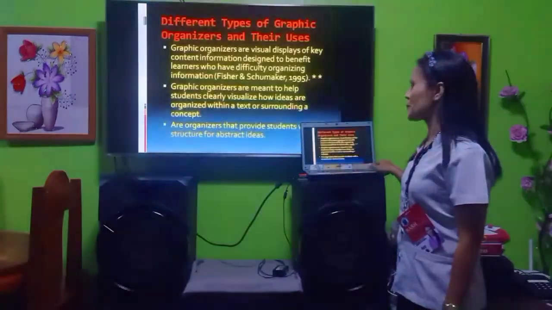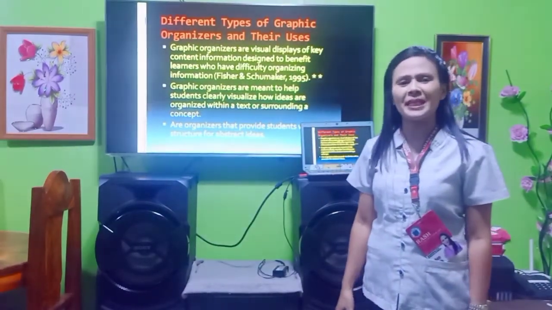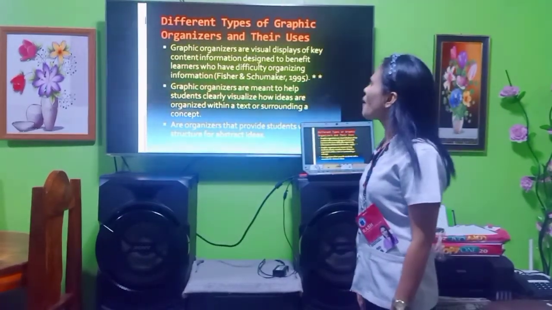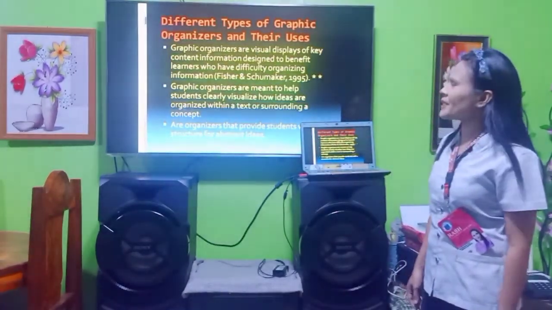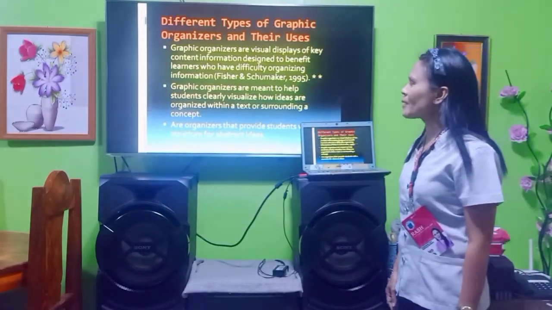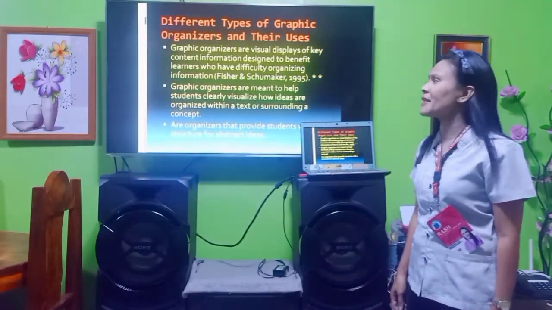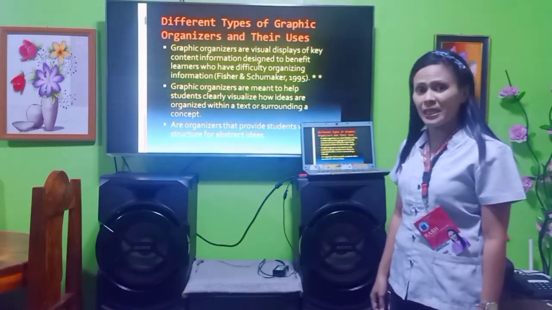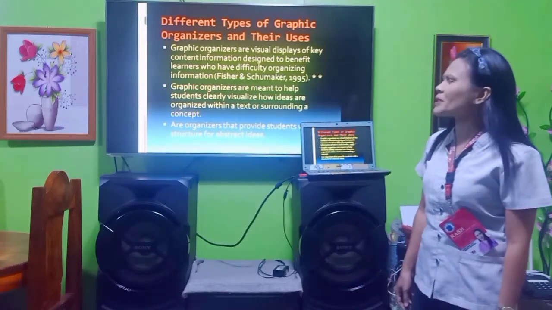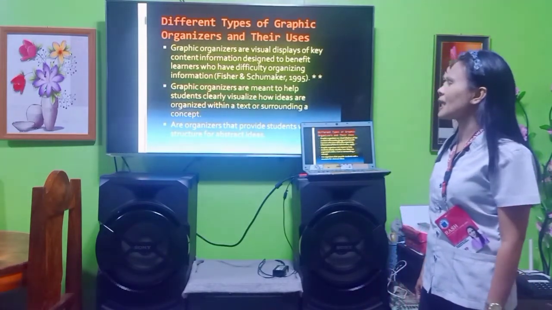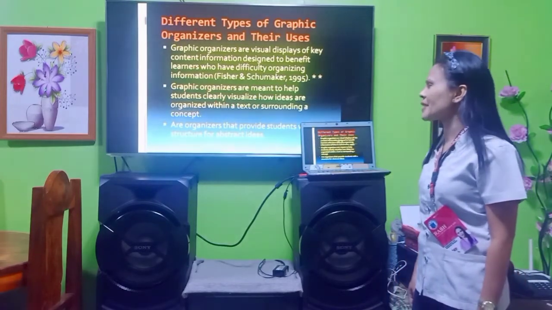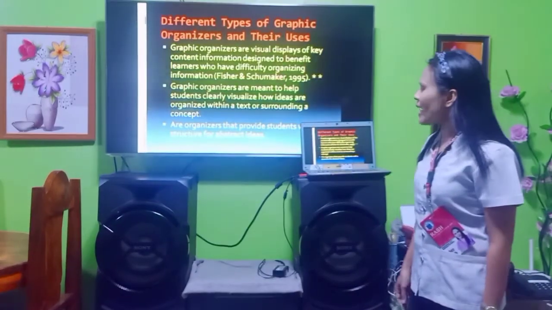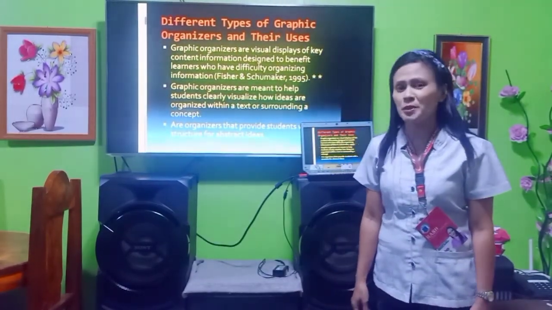Now, let us proceed to the discussion of graphic organizers as well as its examples. So a graphic organizer is a visual display of key content information designed to benefit learners who have difficulty in understanding information. This one is from Fisher and Schoolmaker in 1995. So graphic organizers are meant to help the students to clearly visualize how ideas are organized within a text or surrounding a concept. And these organizers provide the students with the structure of an abstract idea.